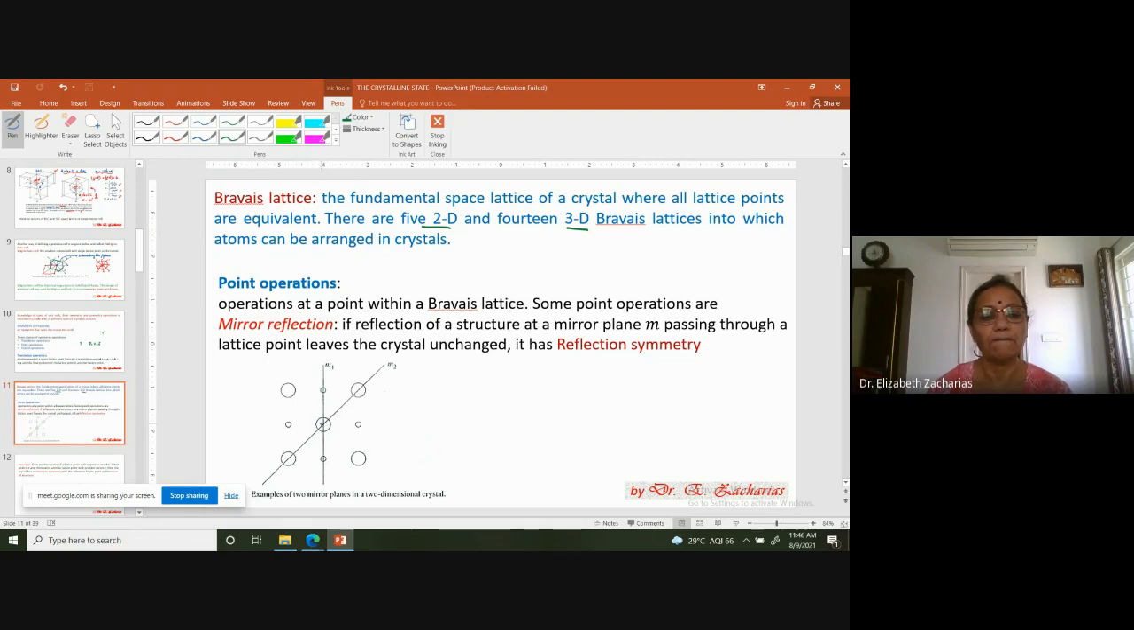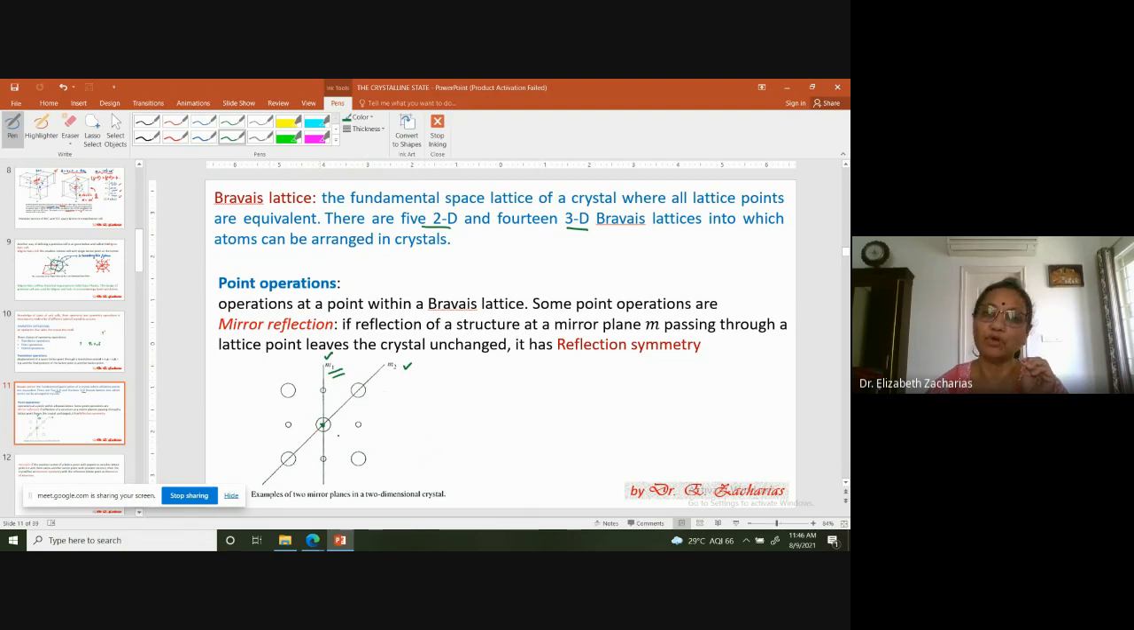So this is my point in my lattice about which I'm going to see what kind of symmetry is there. I can see that if I put a mirror like this, a mirror M1, what is on the left-hand side is the same as what is on the right-hand side. So we will call this plane M1. M1 is a symmetry plane. Similarly, this structure has got two symmetry planes. M2 is also a symmetry plane.